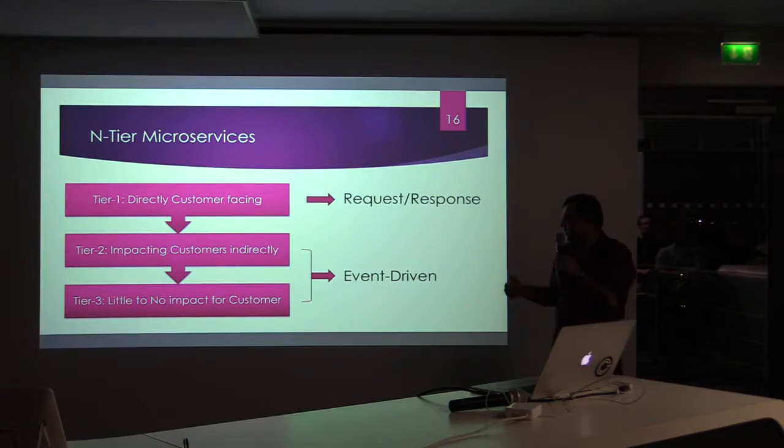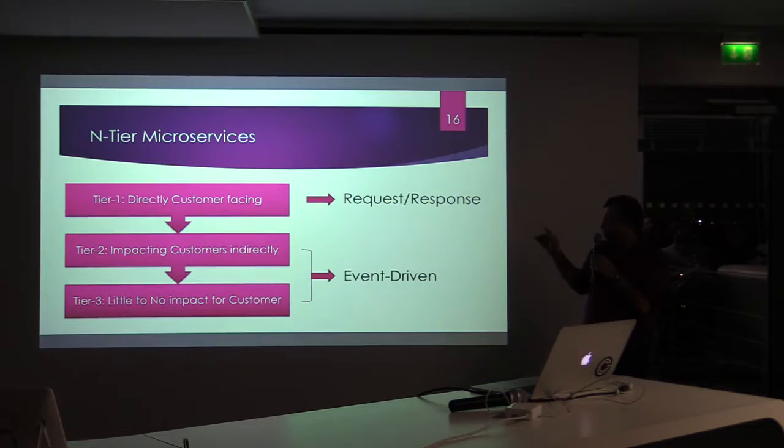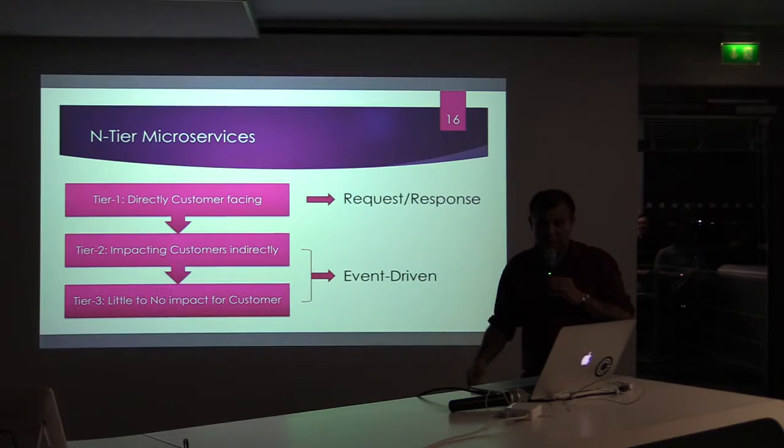So how we do it is, we typically use request response on tier 1, because we want very high error handling capability in tier 1, whereas in tier 2 and tier 3, we tend to do more event driven. So that's how the deployment patterns fit in.